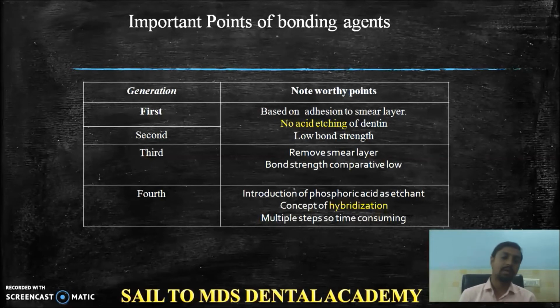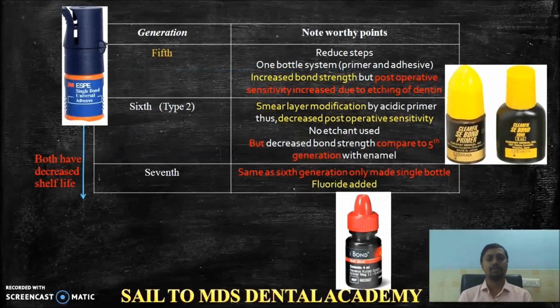This third generation bonding agent tends to remove the smear layer, but then also the bond strength was not satisfactory. So the fourth generation bonding agent was devised. In that, phosphoric acid was used as an agent, and here the concept of hybridization, that is the formation of hybrid layer, was introduced. But here also the bond strength was near about 8 to 15 megapascal, and it was multiple steps, so time consuming. So research has been done, and fifth generation bonding agent was formed.